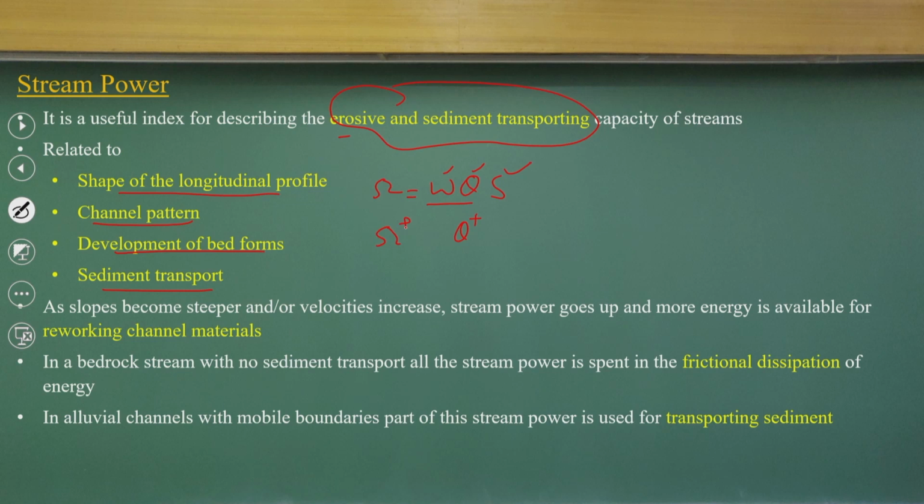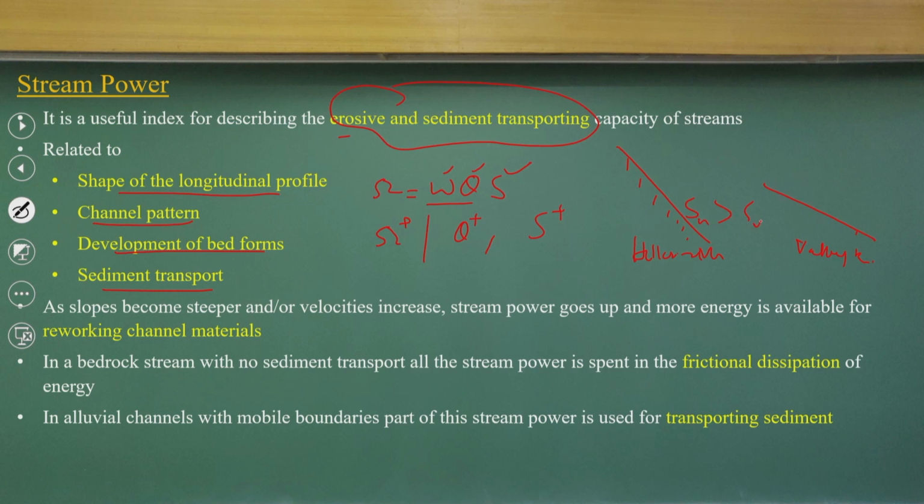If the slope is increasing, the stream power is also going to increase. A hilly river, which has more slope, has more stream power with the same discharge than if it flows in a valley river, because the slope of the valley area is smaller than the slope of the hilly area. More stream power is there.